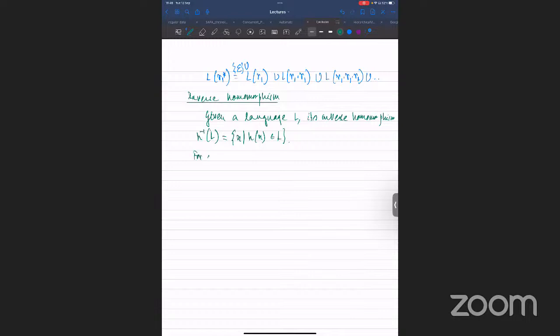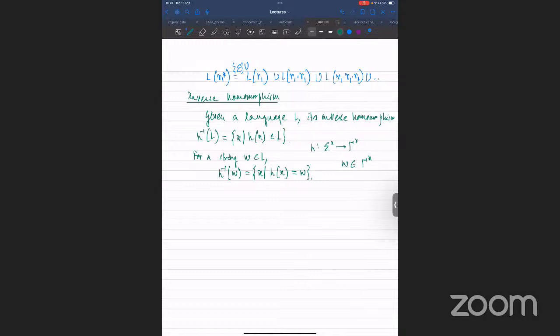For a string W, we define H inverse of W as the set of all X such that Hx equals W, correct? And H may be from sigma star to gamma star, so W belongs to gamma star. And we are doing the inverse homomorphism, right?